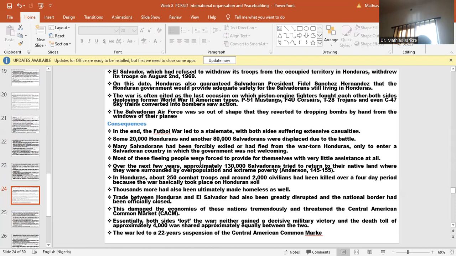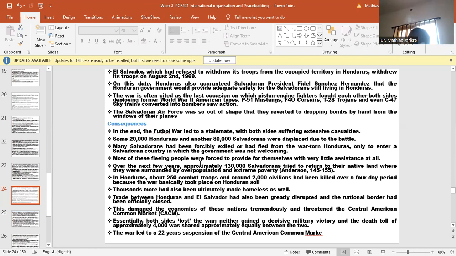Consequently, let us look at some of the consequences. At the end, the football war led to a stalemate with both countries suffering extensive casualties. Some 20,000 Hondurans and another 80,000 Salvadorians were displaced due to the battle. Many Salvadorians had been forcibly exiled and had fled from war-torn Honduras, only to enter a Salvadorian country in which the government was not welcoming. Most of these fleeing people were forced to provide for themselves with very little assistance at all.